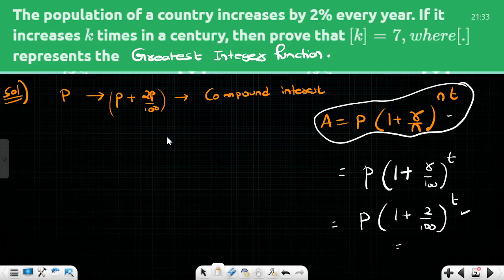Right, sir. And then for the third year, you get whole cube. Correct. So you see, that's something you can do. I think you can even find something. So for 100 years, it will be P plus 2 by 100 whole power 100.